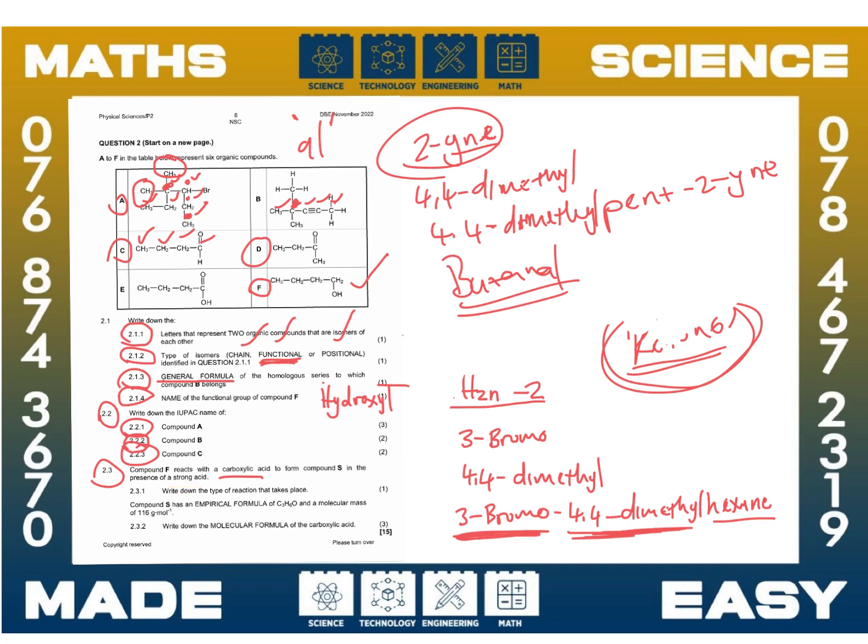So we go to our questions on 2.3.1. Write down the type of reaction that takes place. We have mentioned that whenever an alcohol reacts with a carboxylic acid in the presence of an acid, the process is called esterification. Okay, so we are done with that one. So this is esterification. Okay, so we go to the last question.